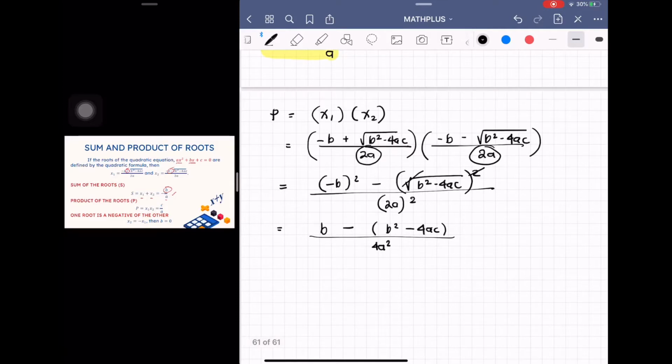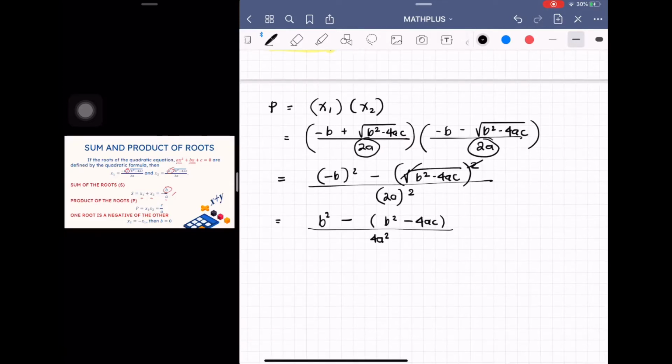Okay, so let's simplify this. So this one's b squared, sorry. So that would be b squared minus b squared plus 4ac, right? Distributing the negative sign, all over 4a squared. And we'll have b squared cancelled. You'll get 4ac all over 4a squared. We'll be able to cancel 4 and one of the variable a in the denominator and the a in the numerator. So that will result to an answer which is c over a for the product of the roots.